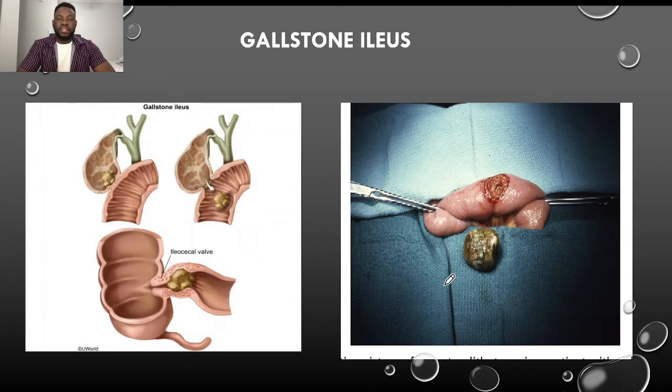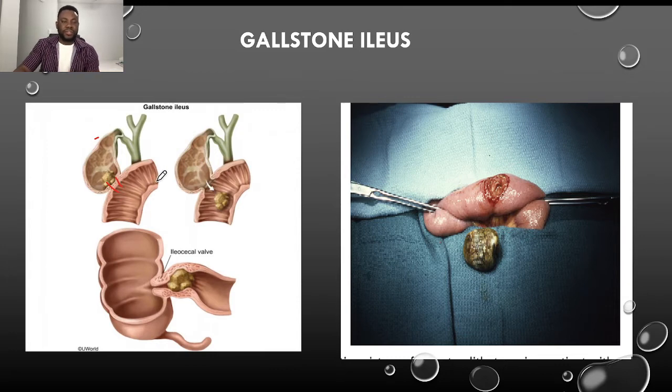Next thing is gallstone ileus. This is very important. That's why I added it to it. Very important. Everyone should know this. So anytime there is an inflammation of the gallbladder, that inflammation can irritate the large bowels. When it irritates the large bowels, it can cause a fistula. Over here, it's going to cause a fistula.